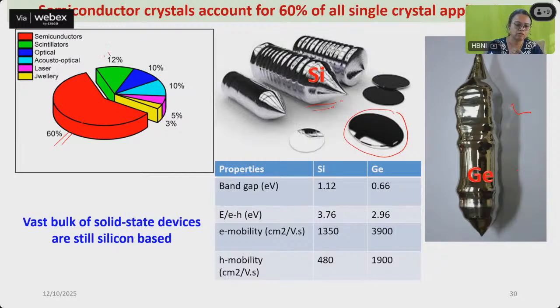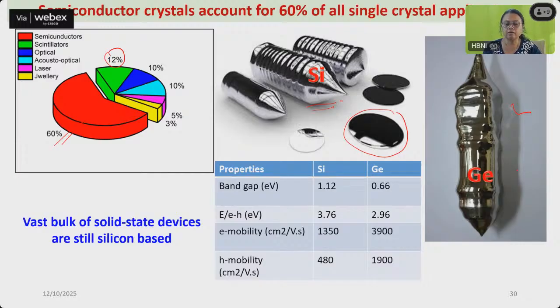Then we have around 12% as scintillator, 10% as optical materials, like calcium fluoride and all those things. Another 10% for acousto-optic. Then around 5% for lasers like Nd, arc, ruby, and then jewelry. So the vast bulk of the solid state devices are still silicon based, not germanium based.